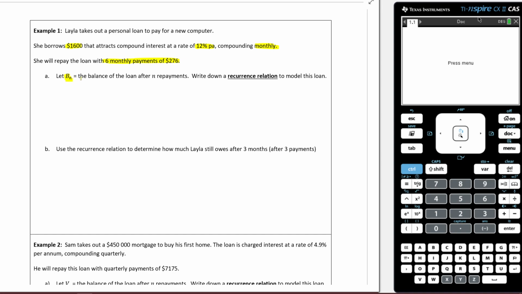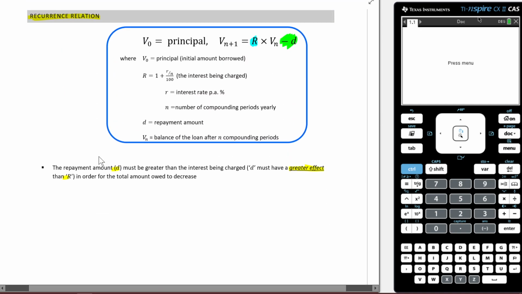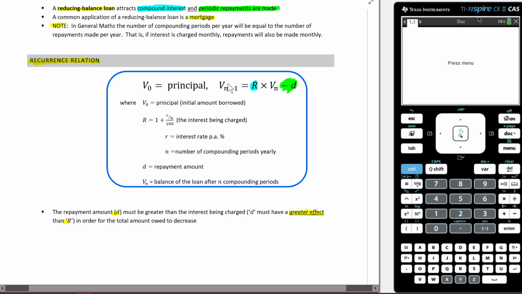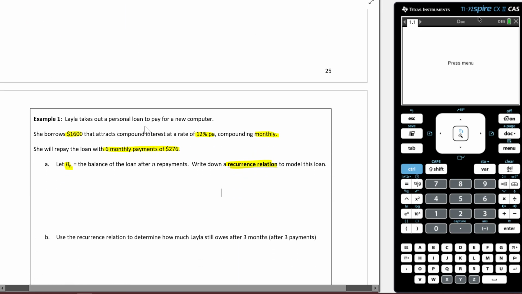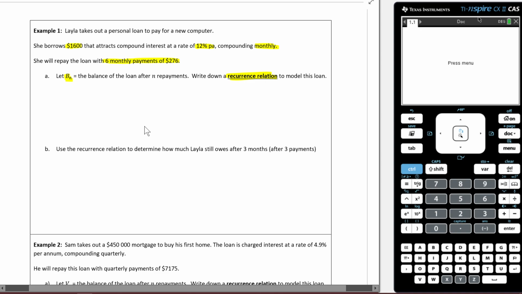Let B of n equal the balance of the loan after n payments. Write down a recursion relation to model this loan. Okay, so what we're going to be doing here is using this model of a recursion relation for a reducing balance loan to create it down here. The first easy thing to do is to put our B of 0, so that's how much the loan initially was, and it was $1,600. Then I'm going to go B of n plus 1 is equal to.